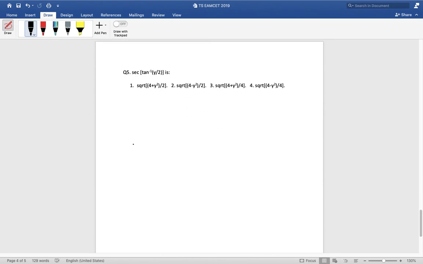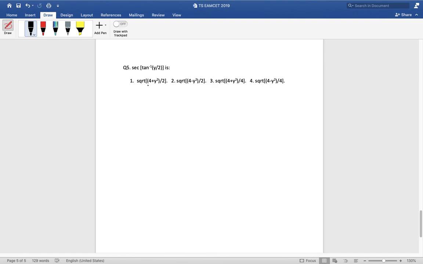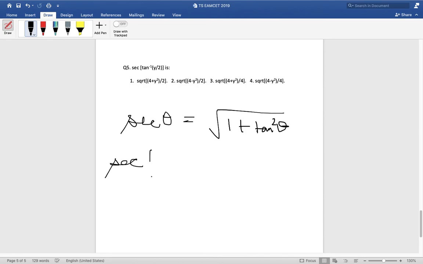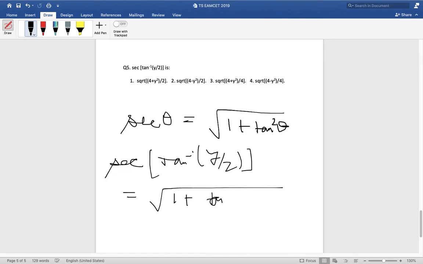Okay, let's look at the last problem. So this is straightforward, a very easy question. We know that secant theta is equal to square root of 1 plus tan square theta. So if I put tangent inverse of 5 by 2 as theta, what will I get? Secant of tangent inverse of y by 2 is equal to square root of 1 plus tangent of tangent inverse of y by 2, and whole square of this thing.